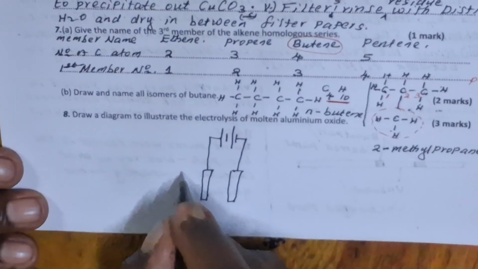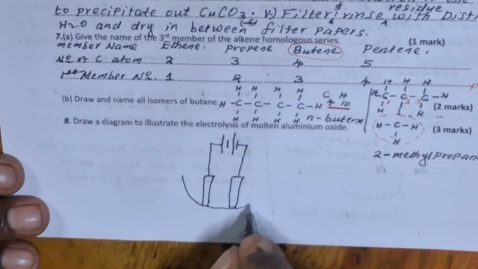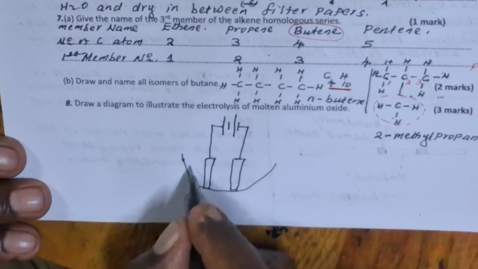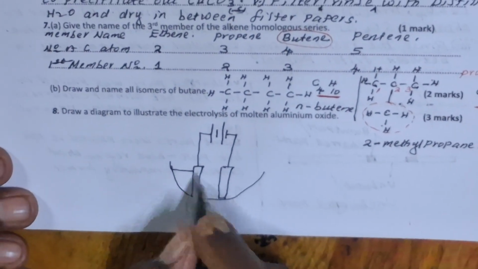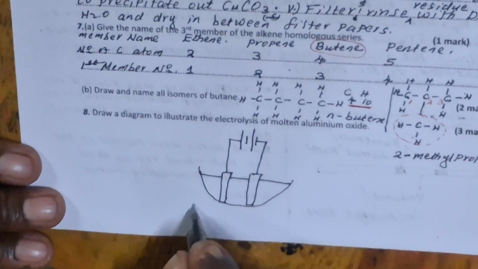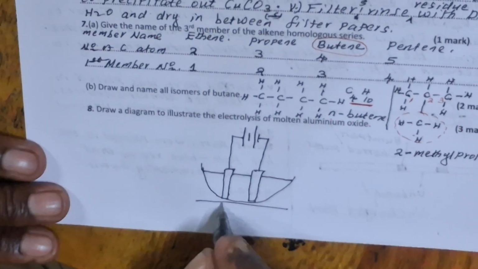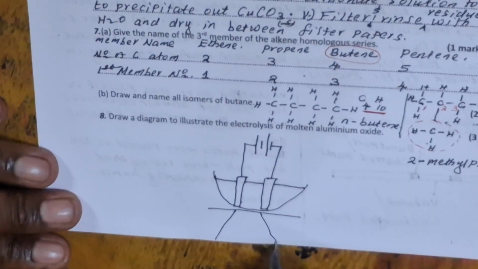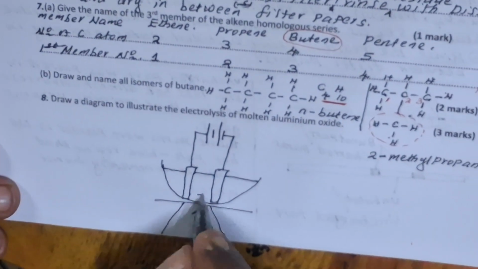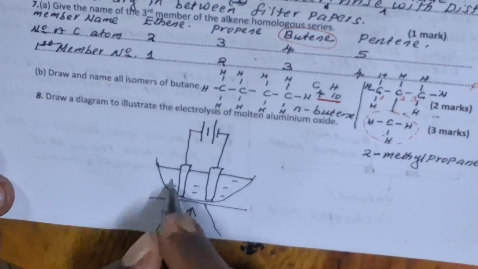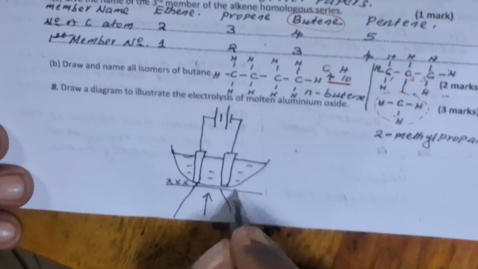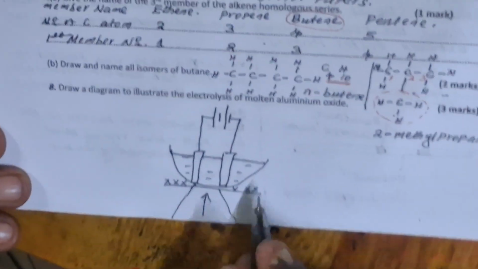After that, you show a crucible like that. After showing a crucible, show that your molten substance is inside there. Show a tripod stand. Show a means of heat. Show that this is the molten substance like that. And then not forget to show the wire gauze like that.